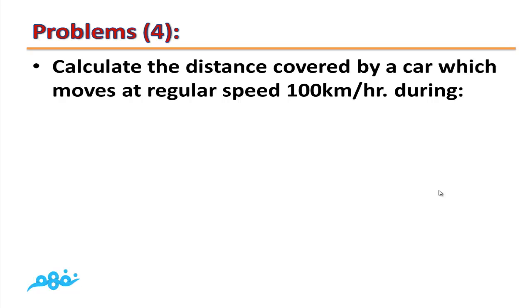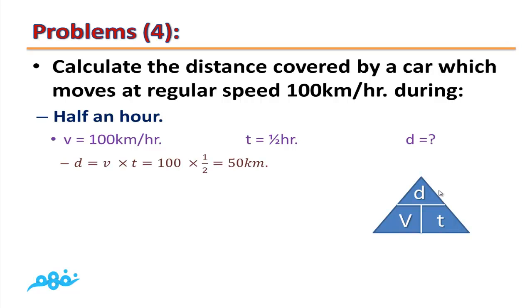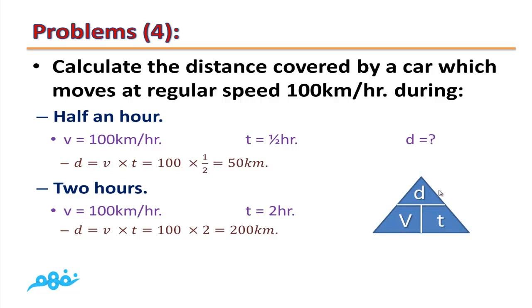Problem number 4. Calculate the distance covered by a car which moves at regular speed 100 kilometers per hour during, number 1, a time of half an hour. Speed equals 100 kilometers per hour. Time equals half an hour. Distance is unknown. By using the magic triangle, we can find the distance, and distance equals speed times time equals 100 times half equals 50 kilometers. But if the time equals 2 hours, so speed equals 100 kilometers per hour, time equals 2 hours, so the distance will be equal to speed times time equals 100 times 2 equals 200 kilometers.